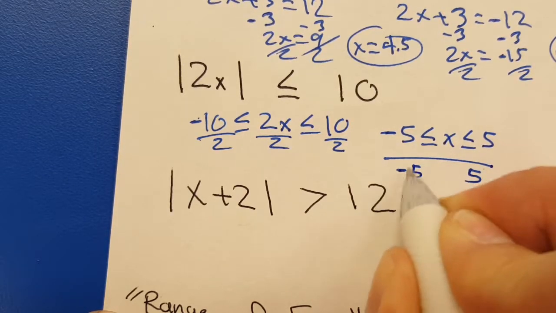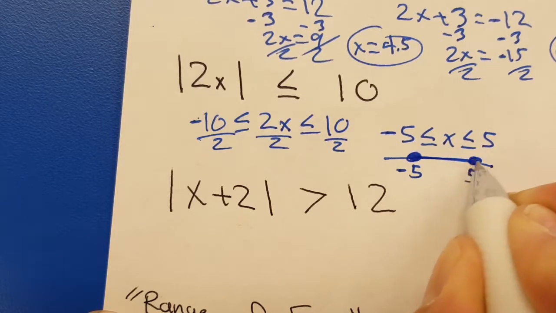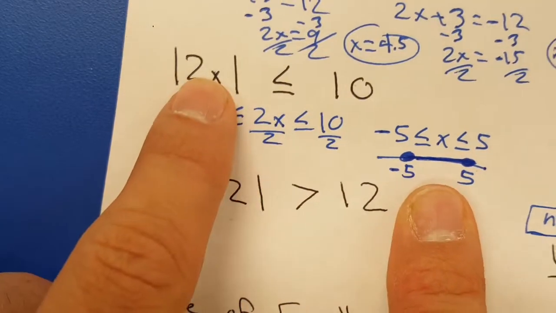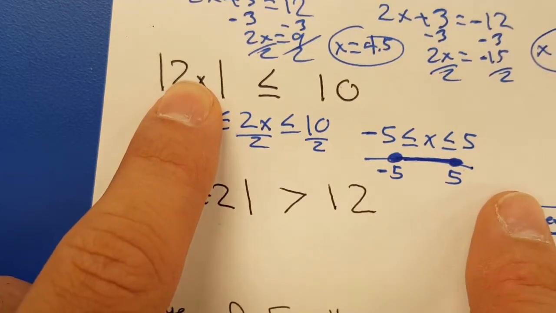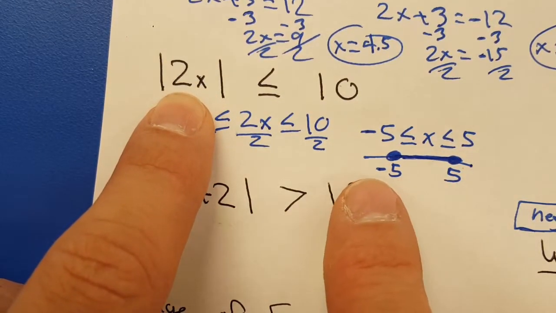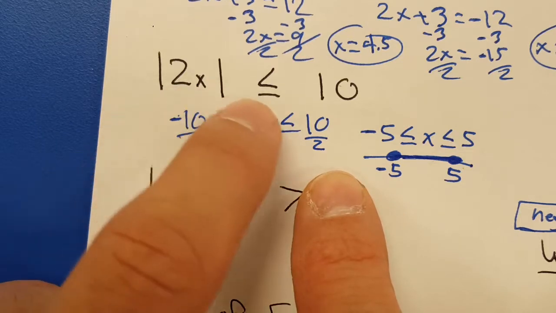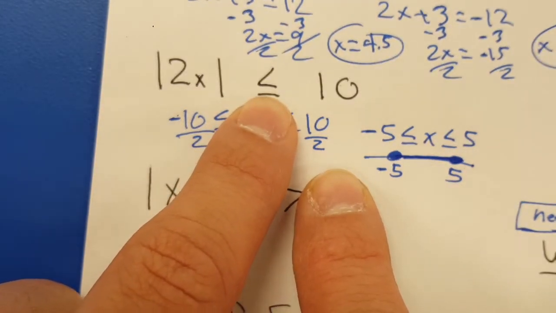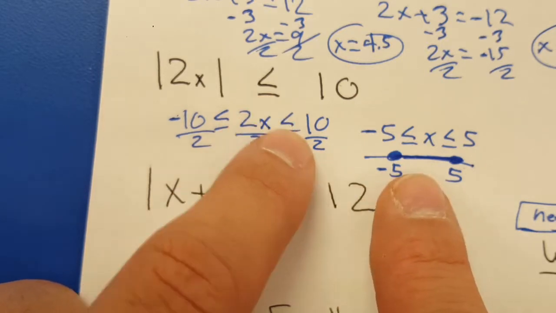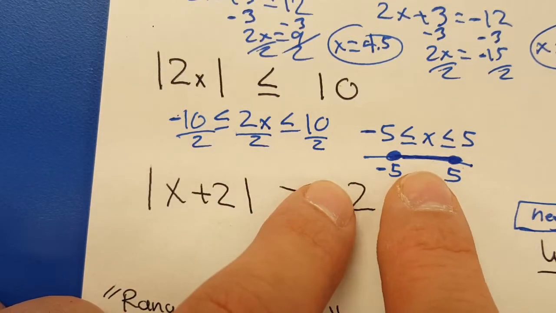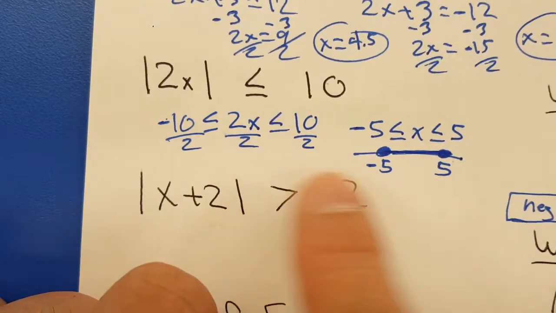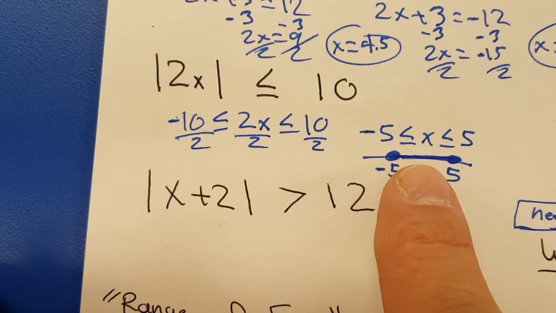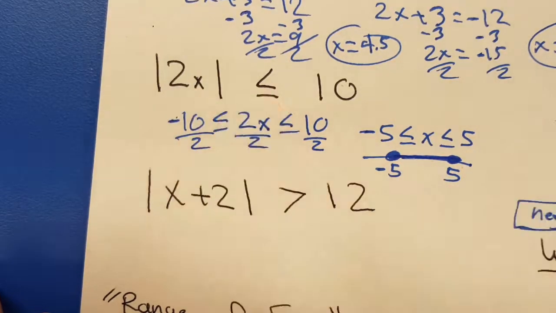Negative 5, 5, solid dot, solid dot. Those are all the numbers that are going to work for this. If you went past 5 to the right, wouldn't work. If you went less than negative 5, wouldn't work. So anytime you're doing a less than, you're kind of setting yourself up for an interval. It's like a range. It's a limit. You can only be these numbers. Anything past 5 or less than negative 5 will not work. You can take your time and check. Try some numbers in between, try some numbers outside. It's not going to work.